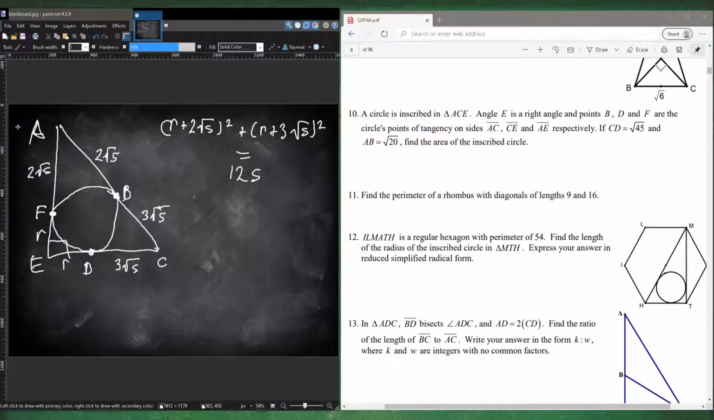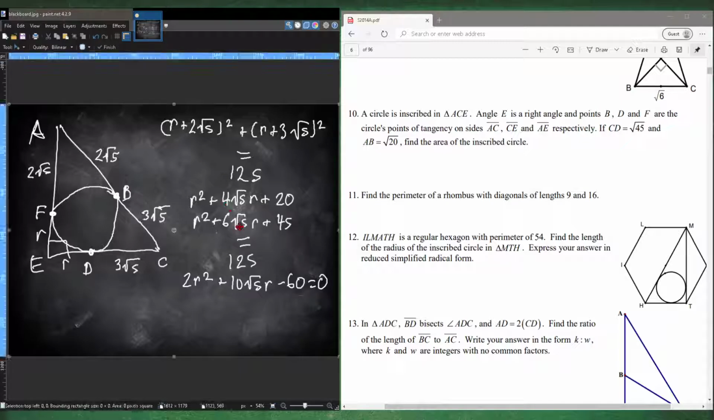Okay, now to distribute that, that's r squared plus 4 square root 5 r plus 20. And then this one is r squared plus 6 square root 5 r plus 45. And that's equal to 125. So that's 2r squared plus 10 square root 5 r, plus 65 minus the 125, so that's minus 60. It's equal to 0.